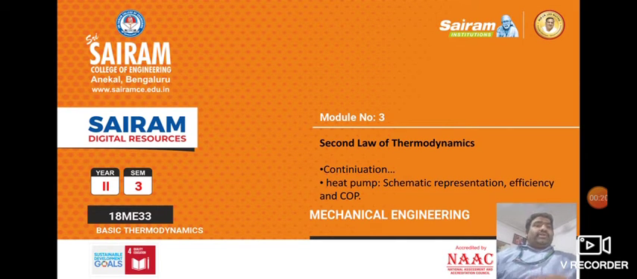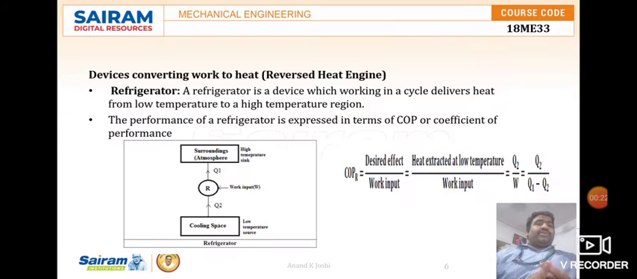Okay. So what is meant by refrigerator? A refrigerator is a device which, working in a cycle, delivers heat from a low temperature region to a high temperature region, and the performance of the refrigerator we can express in terms of COP, that is, coefficient of performance.